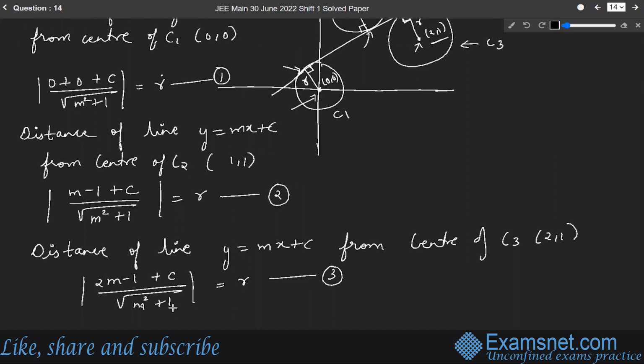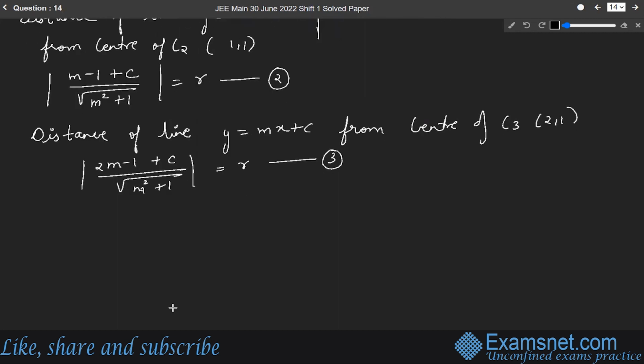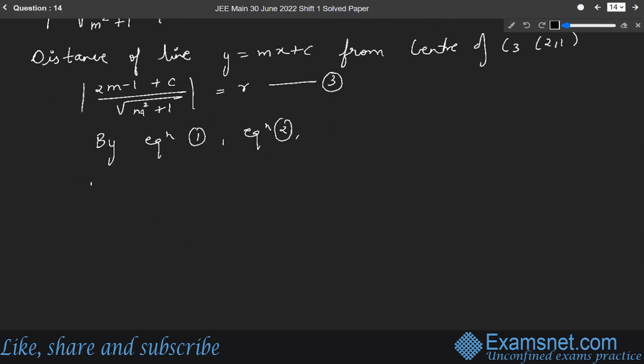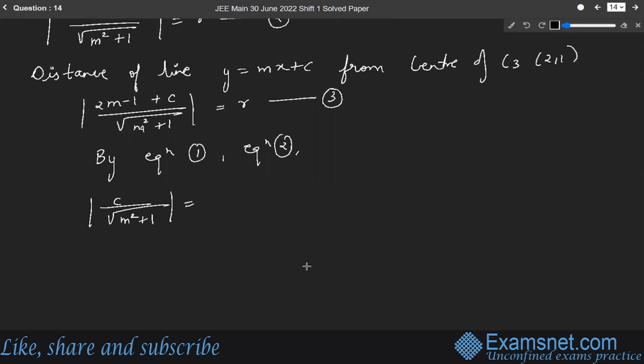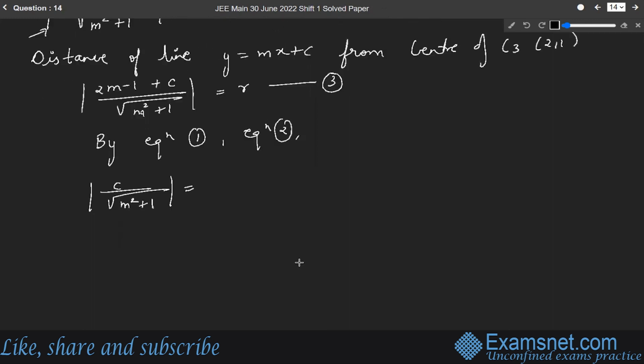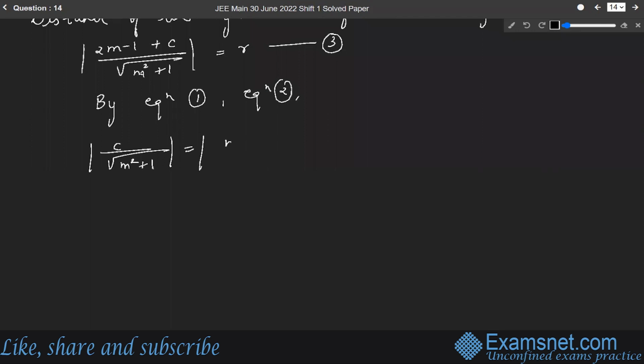So first, let us equate the first equation and the second equation. By equation 1 and equation 2, if the RHS is the same, then the LHS should also be the same. So what is the LHS here? 0 plus c will be c upon under root of m square plus 1. So it will be mod of c upon under root of m square plus 1. It is equal to the LHS of the second equation, mod of m minus 1 plus c divided by under root of m square plus 1.